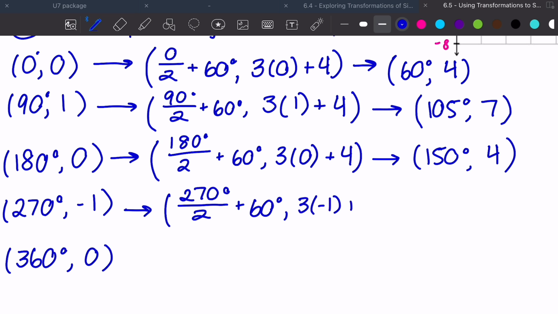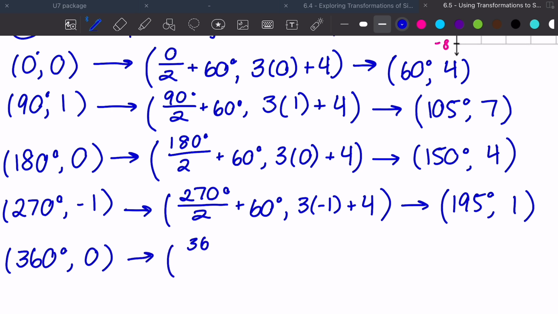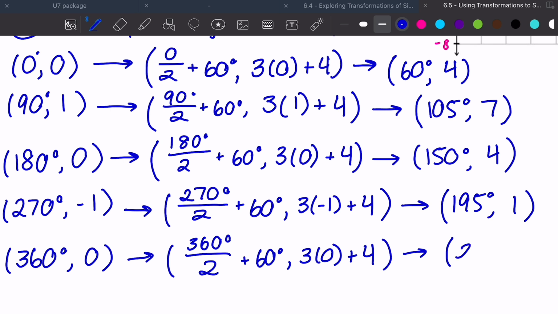And you're just going to keep repeating your pattern. 3 times -1 plus 4. We will get that this point now becomes 195, 1. And then my last point, 360, 0. Again, I'm repeating the same thing. The only thing that's changing in the mapping rule is x and y. And when I do that, I get that my last point will be at 240 degrees, and then I'm back at 4. So my minimum point is going to be 1. So I'm completely above the x-axis here.